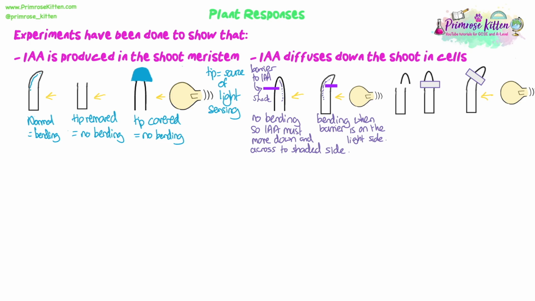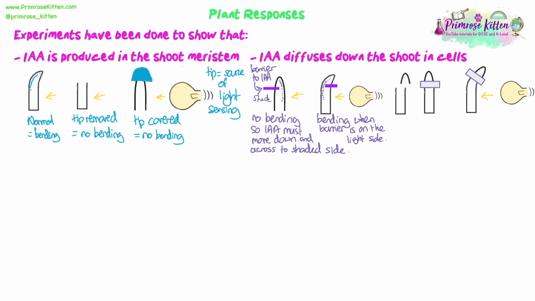So we get this idea that we have to have some sort of movement of a chemical from the tip down. It can't come from up. If we put that barrier there, it wouldn't be coming from below the tip. And it clearly can't just diffuse across from one side to the other. It's definitely coming down from the apex of the meristem.